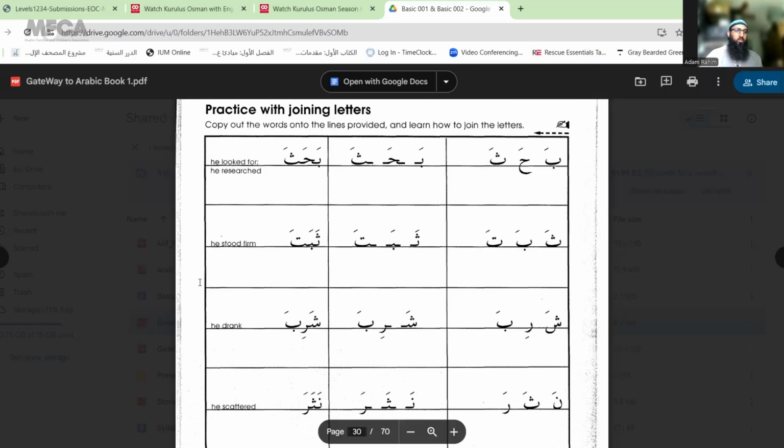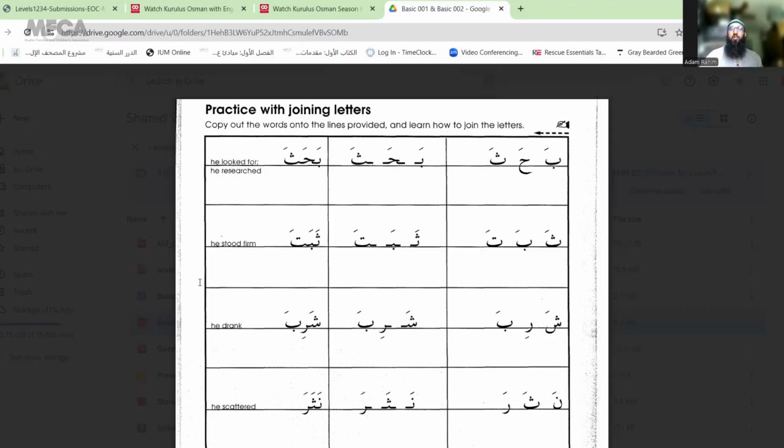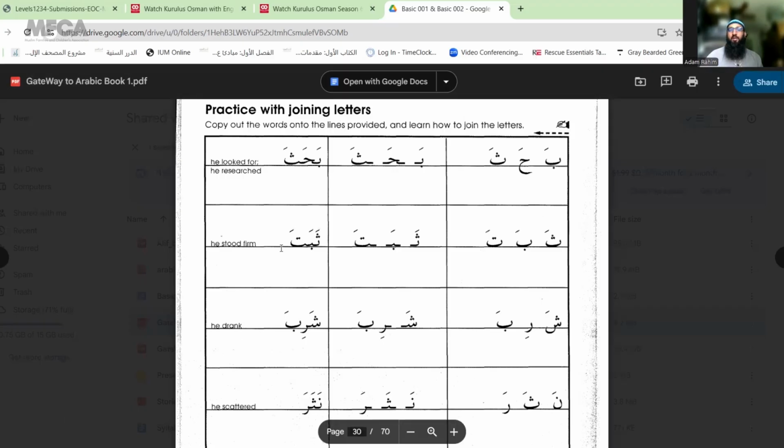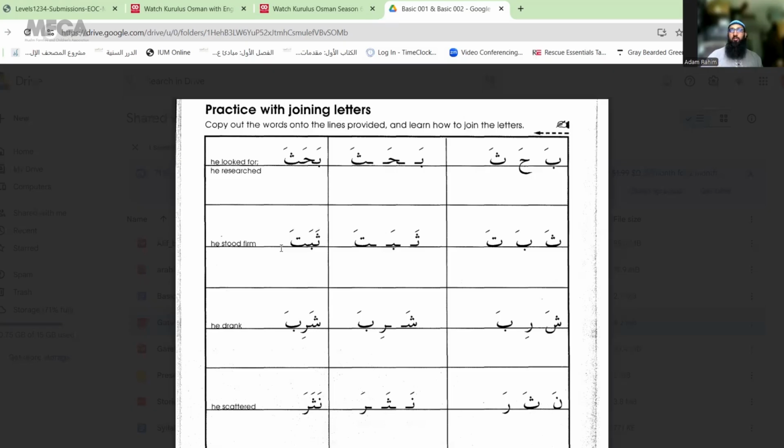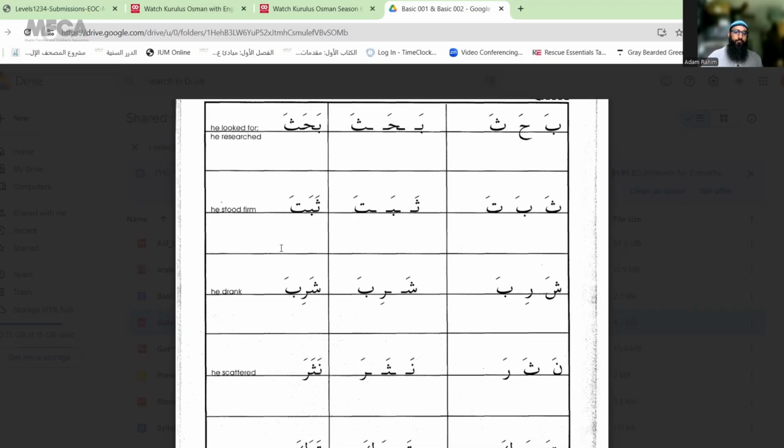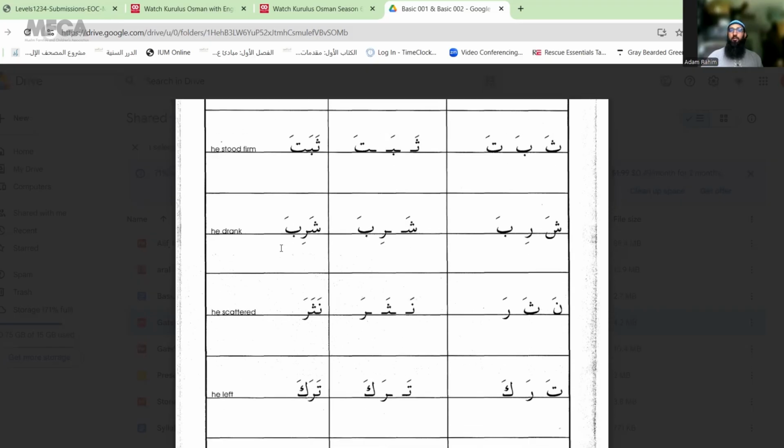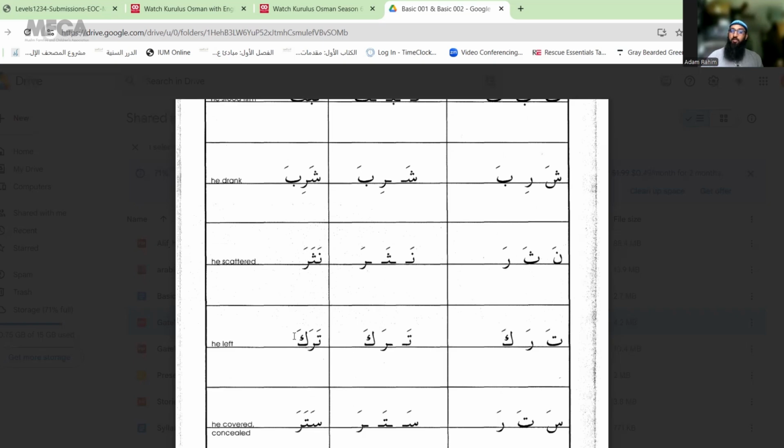So bahatha, the first word we took, means he looked for or he researched. Thabata, he stood firm. It doesn't necessarily mean he stood firm, it just means to be firm, because it doesn't have to be he. It doesn't have to be used for humans only or things that have intelligence, but can be used for other things. Shariba, he drank. Nathara, he scattered. Taraka, he left.